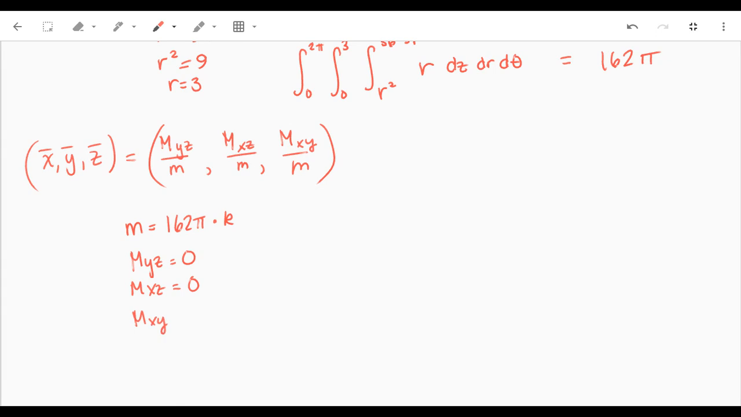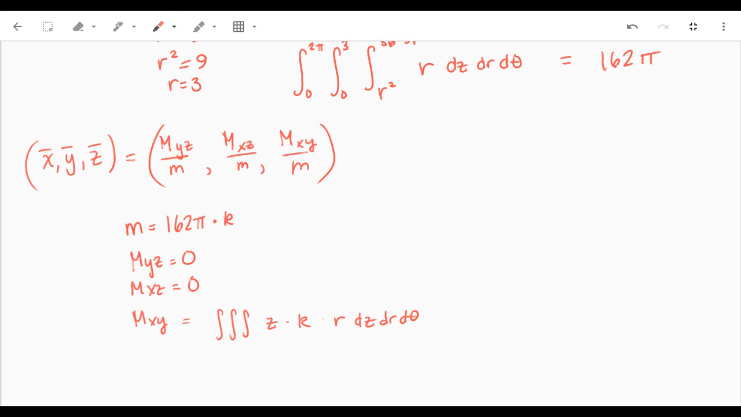Okay, and then remember that is the integral of z times your density, and then r dz dr d theta. Okay, so again, if you want to refresh your memory on the moments, you might look back in section 12.5 or 12.4 where we did them.